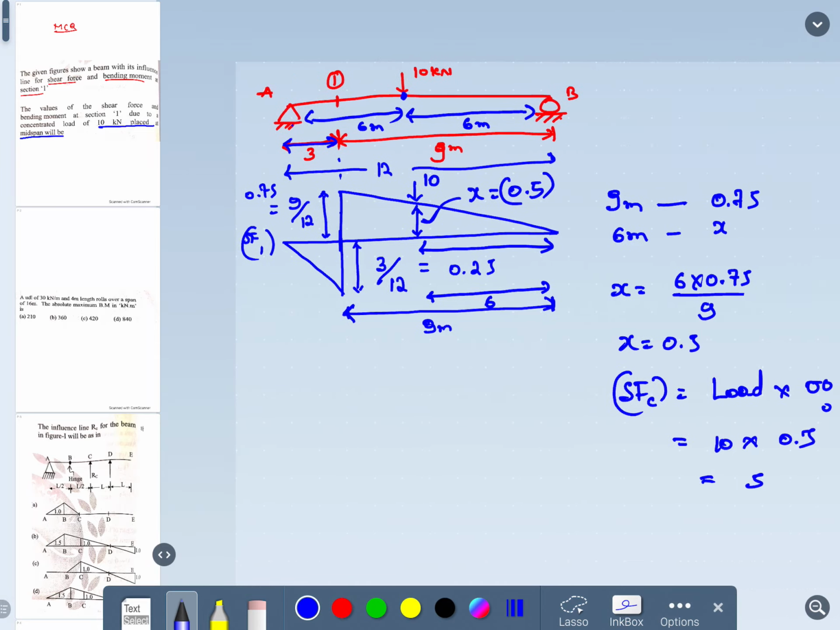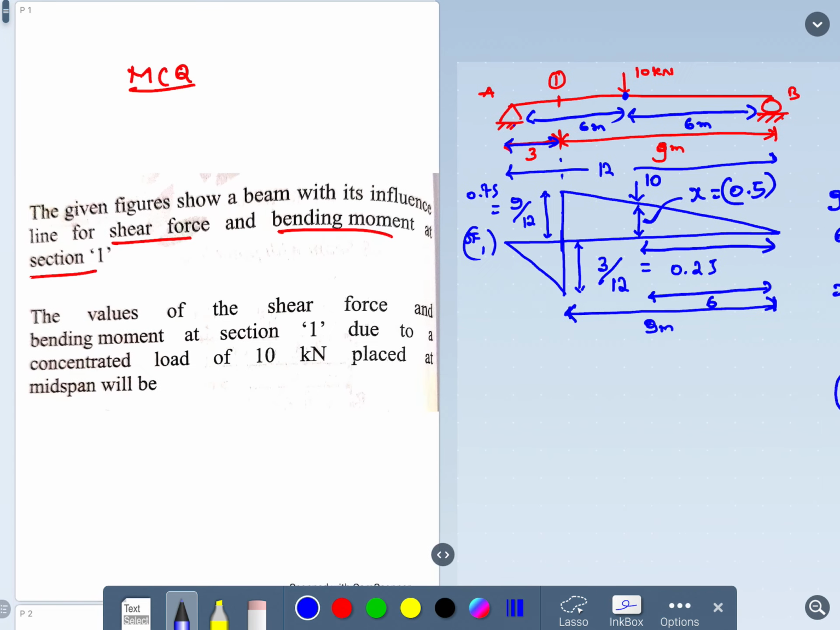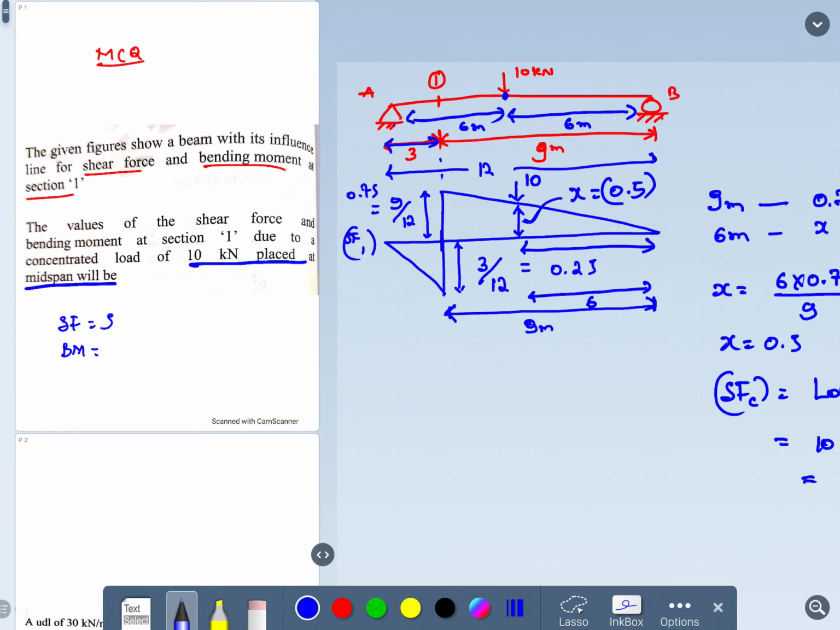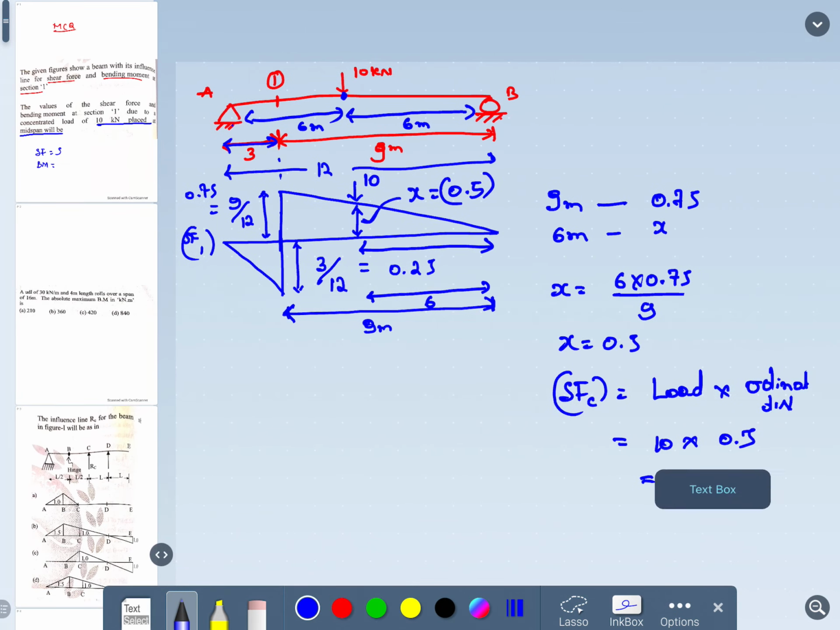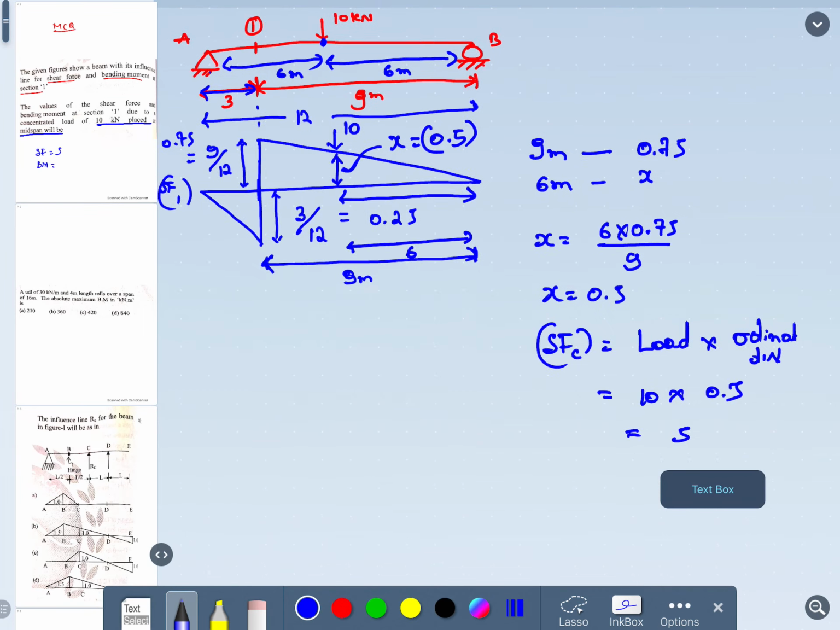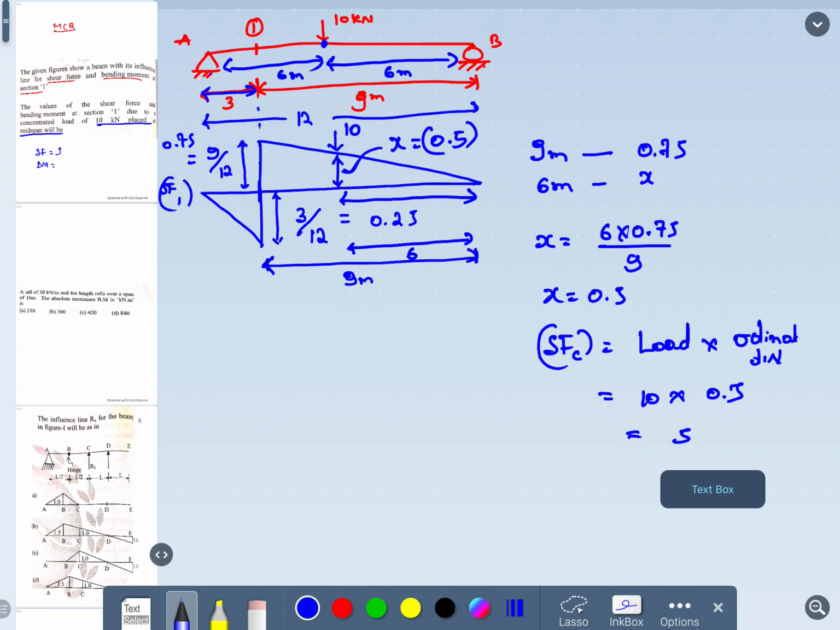So according to the question, the shear force is equal to 5. Then they are again asking us to find the bending moment. How to find the bending moment is very important here. See here, for this same question I am going to draw the bending moment at a point C.